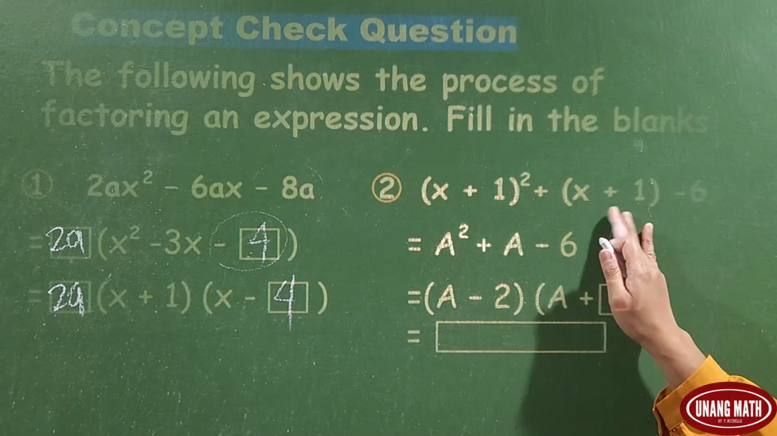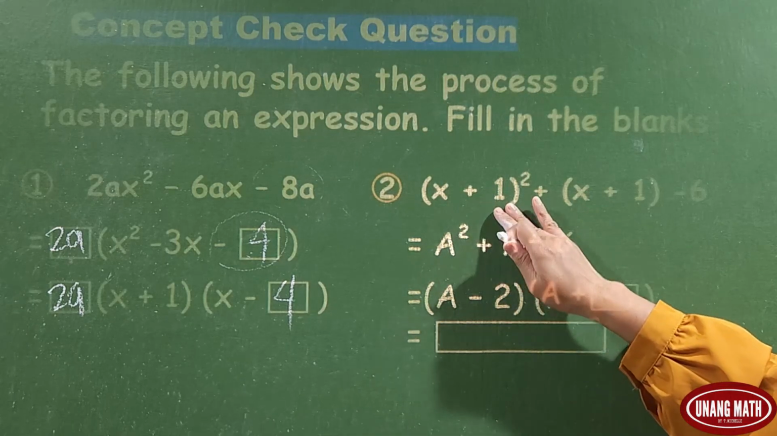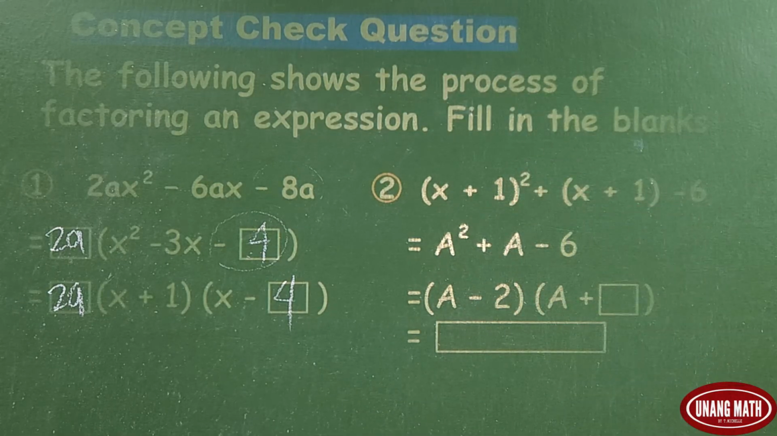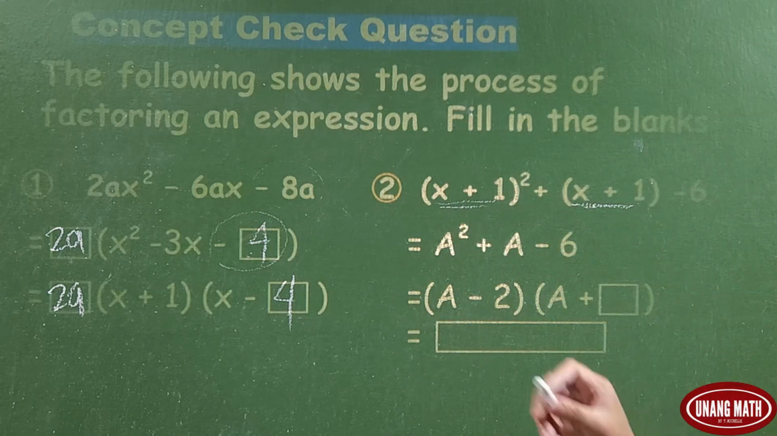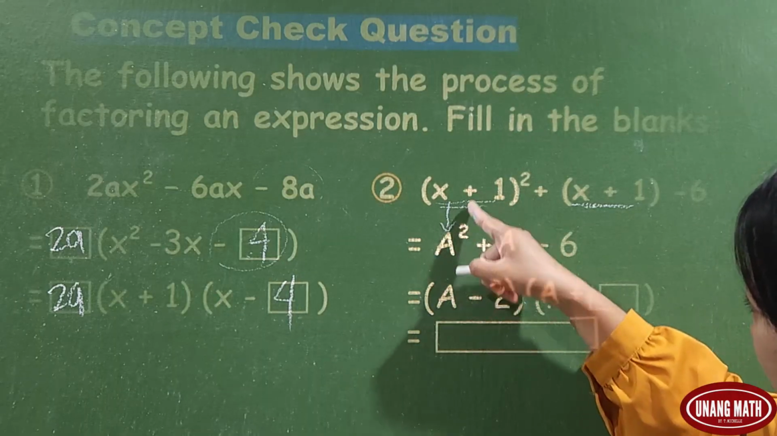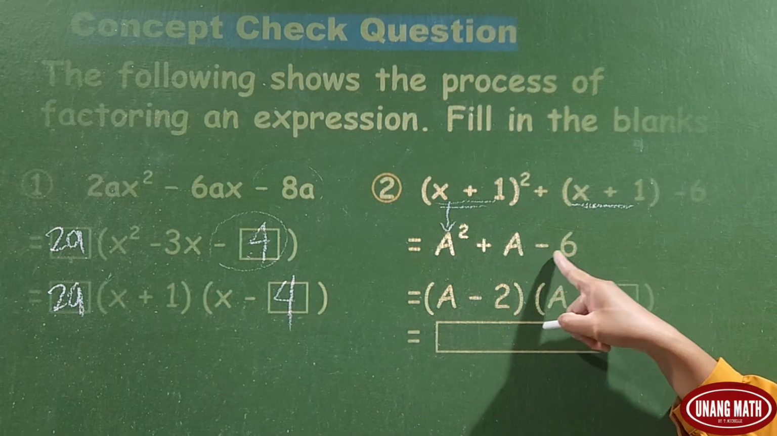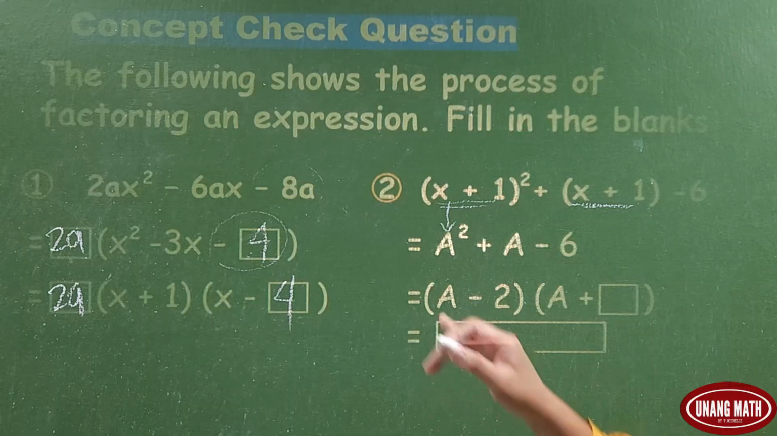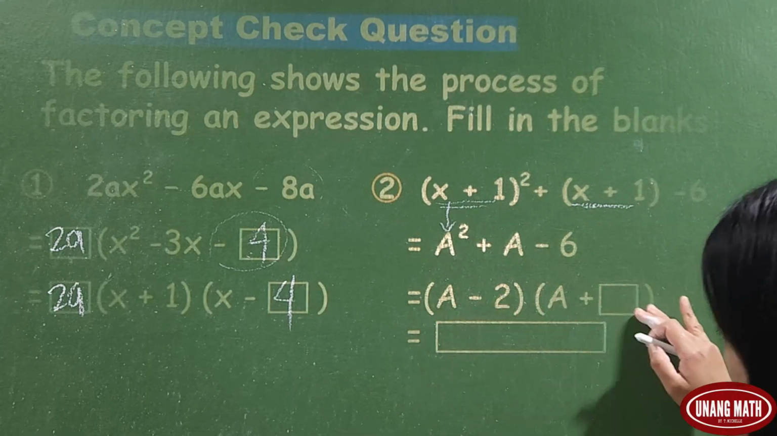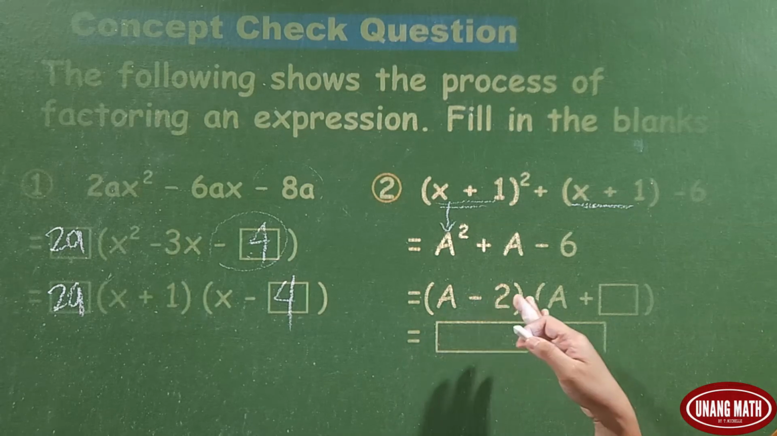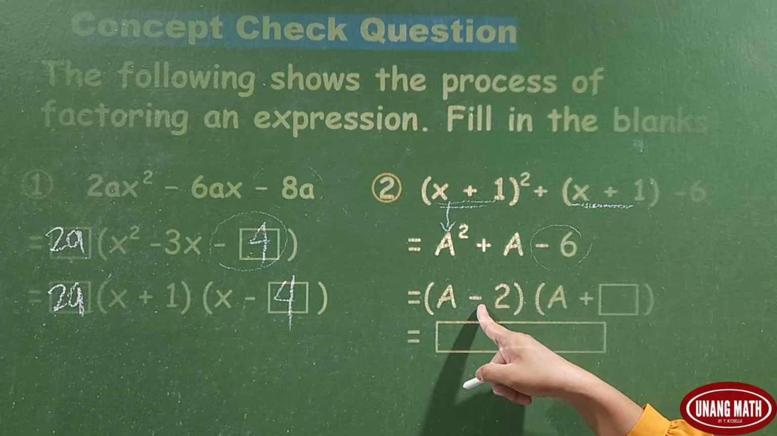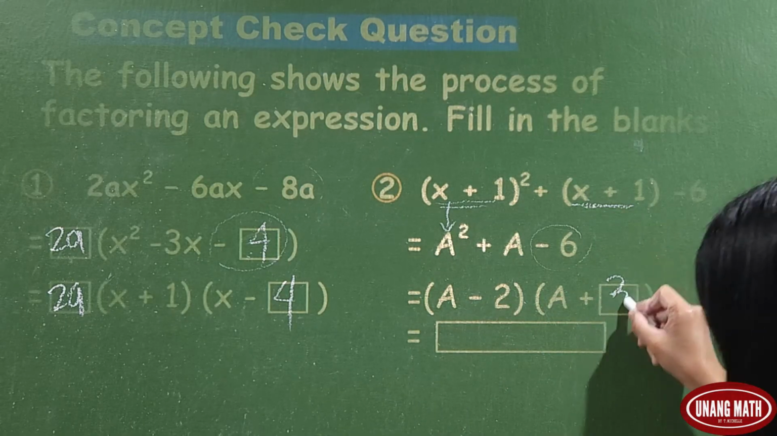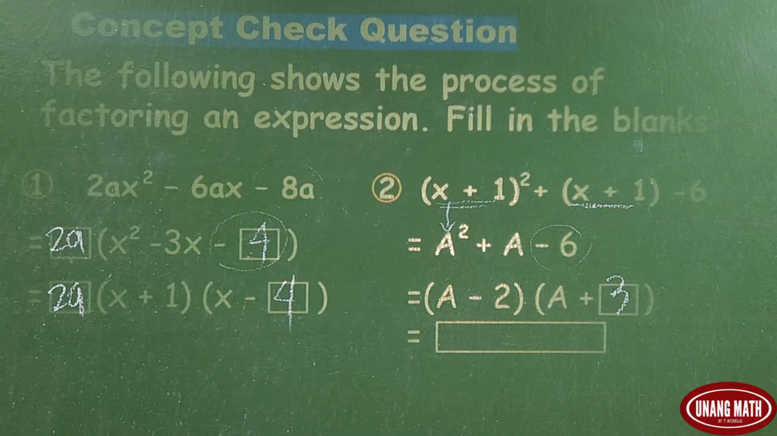What about this second expression? x plus 1 squared plus x plus 1 minus 6. We have here a common structure represented as a. So this is a squared plus a minus 6. A squared plus a minus 6 can be factored as a minus 2 times a plus 3, since negative 2 times 3 is negative 6. So we have a minus 2, a plus 3.